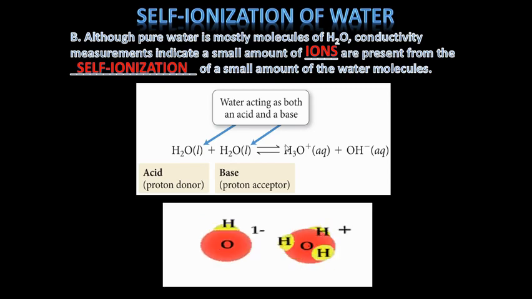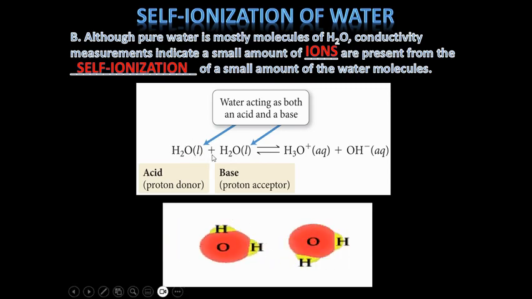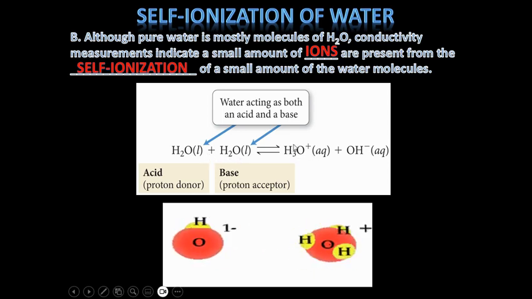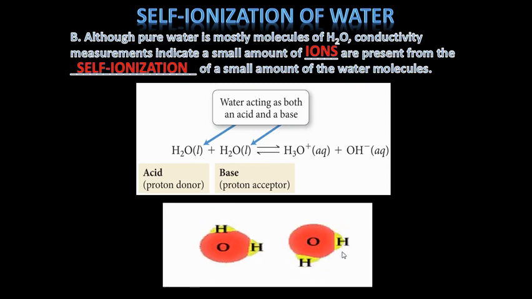That self-ionization is described in the chemical equation that you see here. Two water molecules interact with one another, creating a hydronium ion and a hydroxide ion, illustrated by this animated GIF that you see here below. Important to note that just a small number of water molecules actually undergo this self-ionization at any given time.